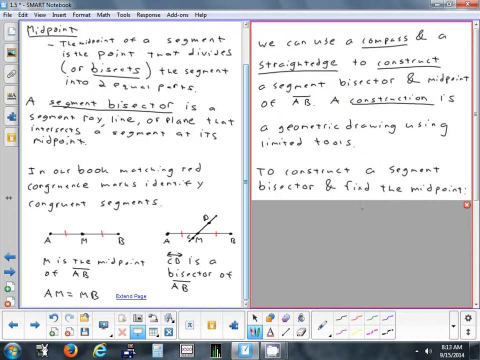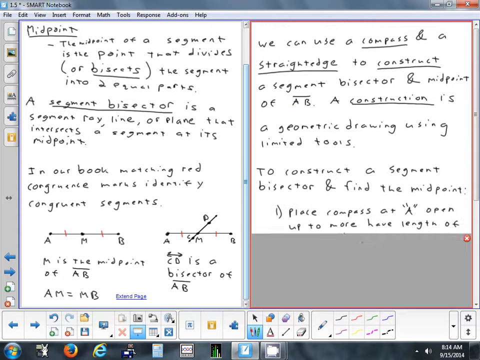Okay, first thing we're going to do is construct a segment bisector. Does anybody know how to do that? If I just gave you a straight segment, a straight piece of metal, gave you a compass, and said, find the middle of that segment, does anybody know how to use those tools to do that? No? Okay, so let's take a look at how we do it. I'm going to give you the steps first, and then down below I have an actual example. I'm going to go through and do it.